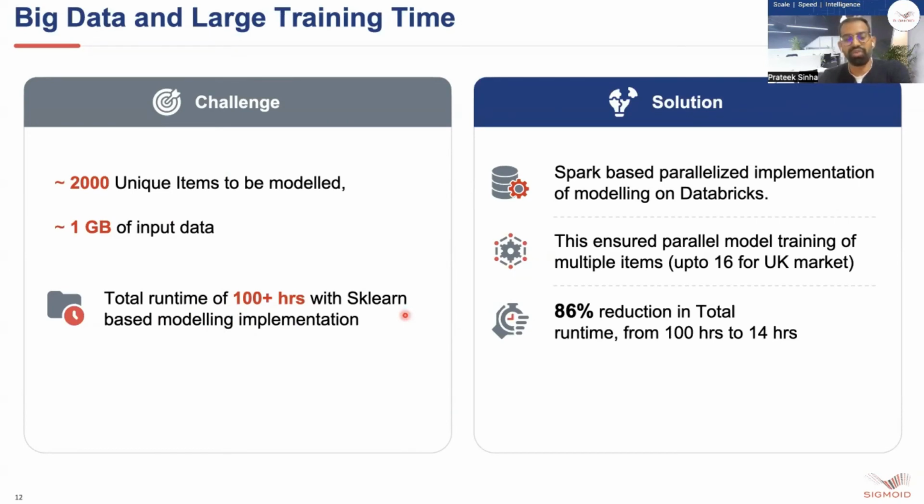So in order to improve and optimize this modeling, we used Spark based parallelized implementation on Databricks. This ensured parallel model training of multiple items. For one of the markets, we were modeling 16 items at once. This led to 86% reduction in total runtime from 100 hours to 14 hours.